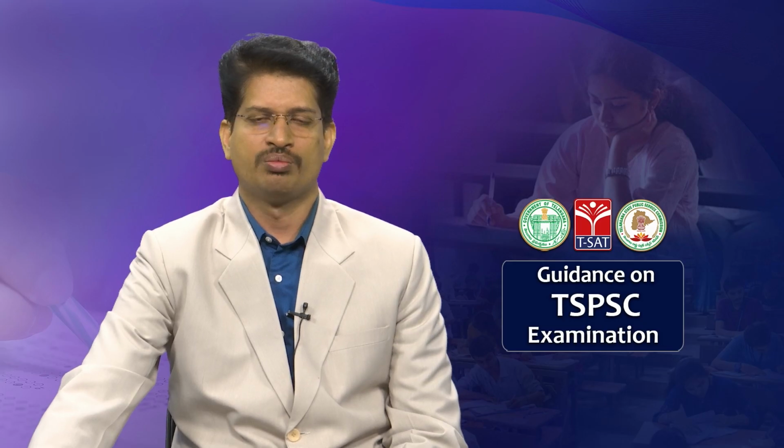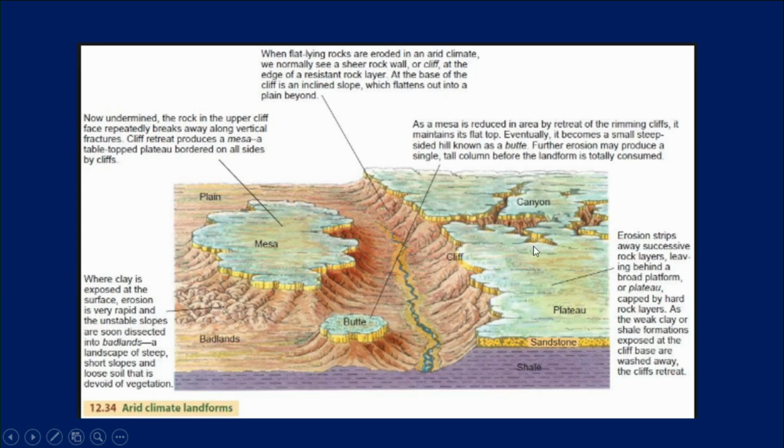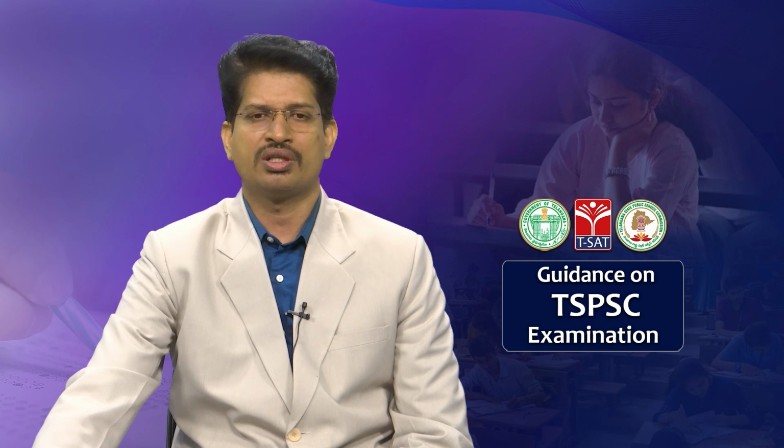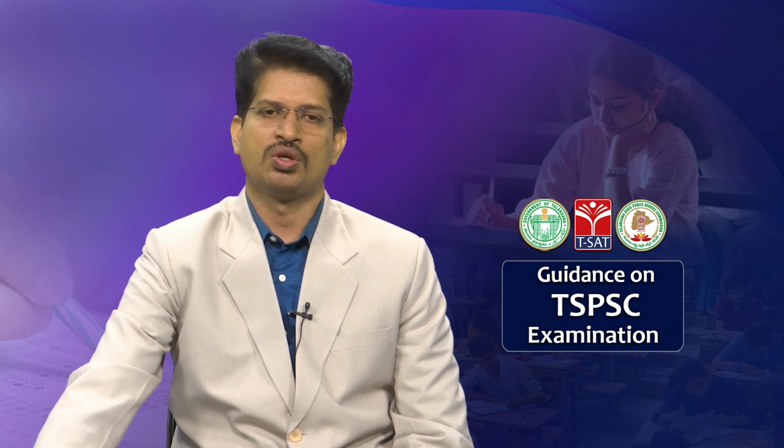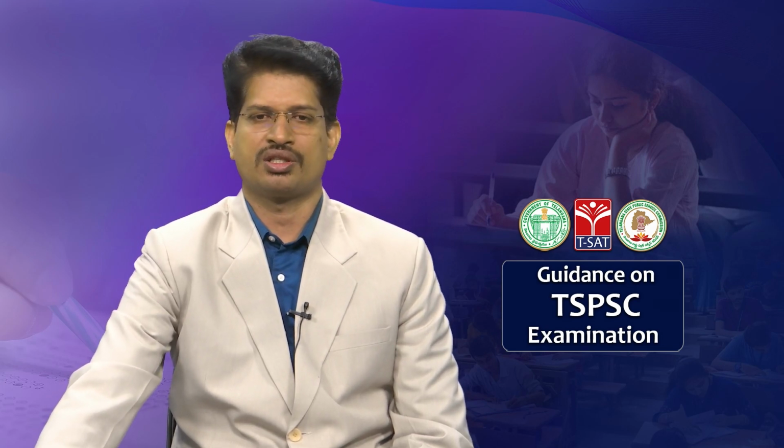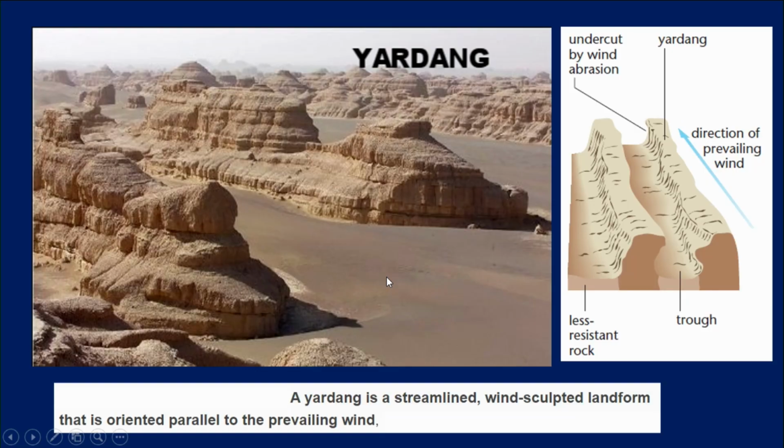Mesa, butte and plateau are also found in Aeolian erosion, or in the case of arid erosion in the desert region. A plateau is much larger, a mesa is smaller than a plateau, and a butte is much smaller than a mesa. These are structures which are found in wind erosion regions.